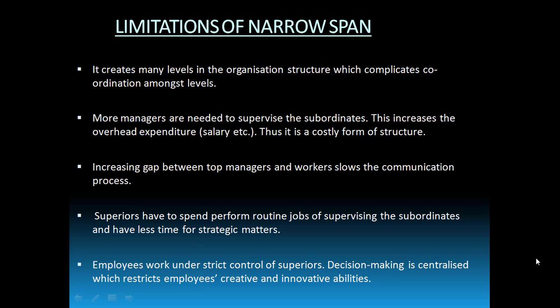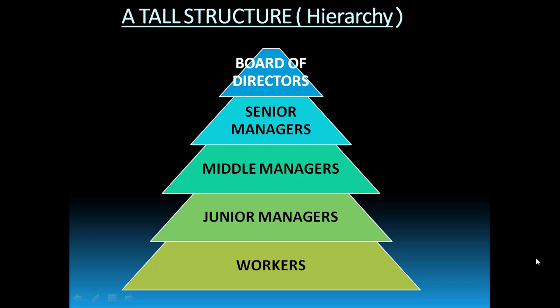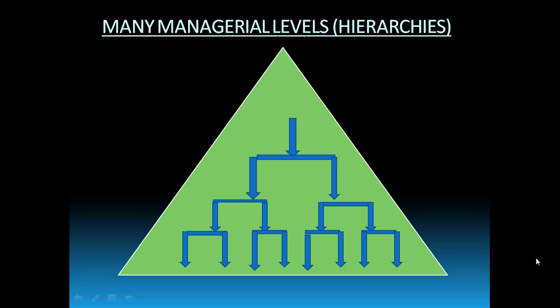Now the limitations of narrow span is it creates many levels in the organizational structure which complicates coordination among levels. Now we saw here that in narrow span of control there are many hierarchical levels. So here we see that it gives a tall structure because there are 5 hierarchical levels, and this is the triangular shape which the organization gets when they follow narrow span of control. Now when there are many hierarchical levels, then it becomes very problematic for the lower management people to communicate with the higher management people due to the number of hierarchies.